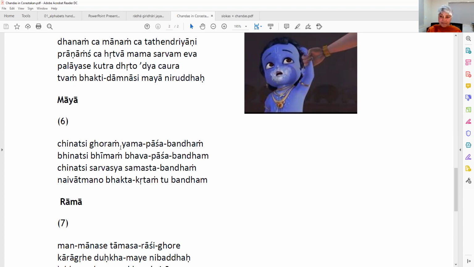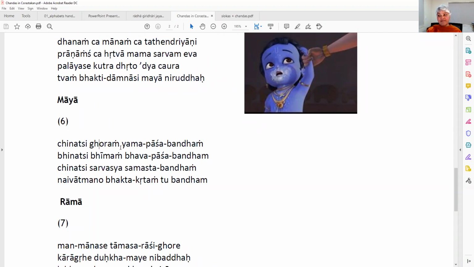Chinatsi sarvasya samasta bandham. Not only that, we all have so many bandham in our lives. We are so tied up to so many things, so many attachments. He says, Chinatsi sarvasya samasta bandham. All this is due to Maya. Right? What is Maya? Illusion that I am supreme. I am the doer. And that is what keeps us bound in this material world. So that Maya, you can easily destroy.